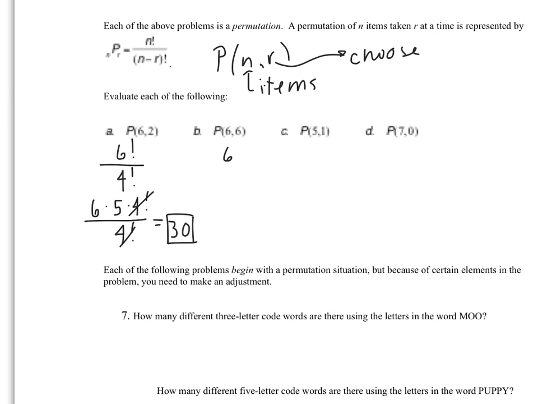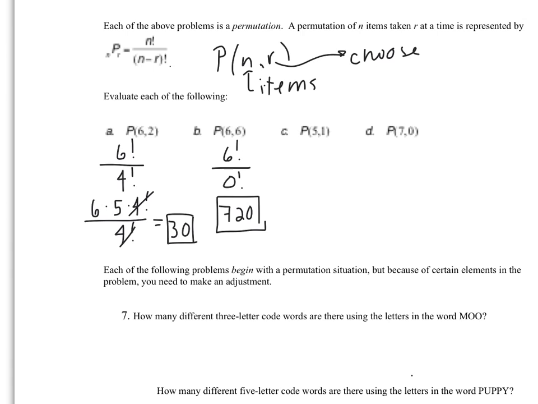6 choose 6. Well, this is going to be 6 factorial over 0 factorial, which is just going to give us 6 factorial, which I know is 720, just because I remember that. So we have 6 distinct letters, for example, and we're going to order all 6 of them. So that is just 6 factorial.